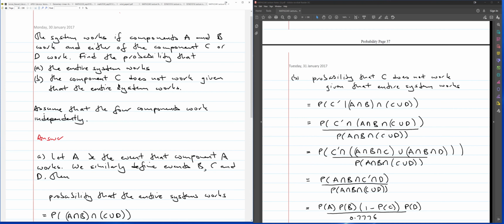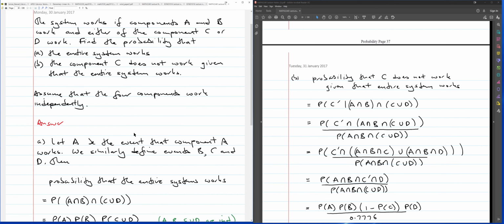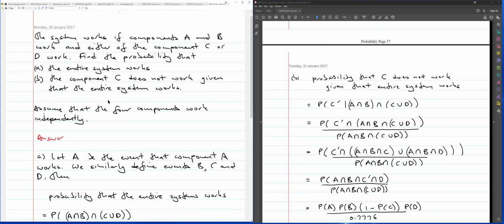Let's look at the second part of this question. What we just found was the probability that the entire system works, which is the probability of A intersect B intersect (C union D). This means A is working, B is working, and C or D is working. And now what we want is the probability that C is not working, given that the entire system works.